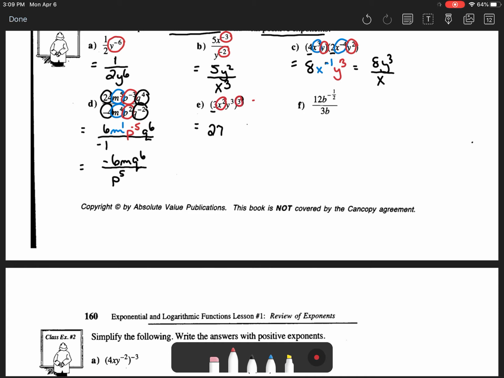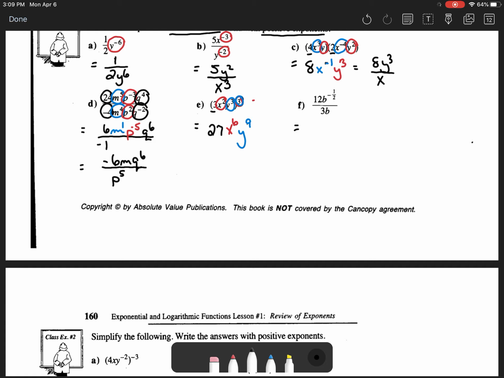Now, when I go x squared cubed, that's x squared times x squared times x squared. That's x to the exponent of 6. And then y cubed, that's y cubed times y cubed times y cubed. That's y to the exponent of 9, right? You're multiplying powers with the same base, so you add the exponents, 3 plus 3 plus 3. So there's your simplified expression, 27x to the exponent of 6, y to the exponent of 9.